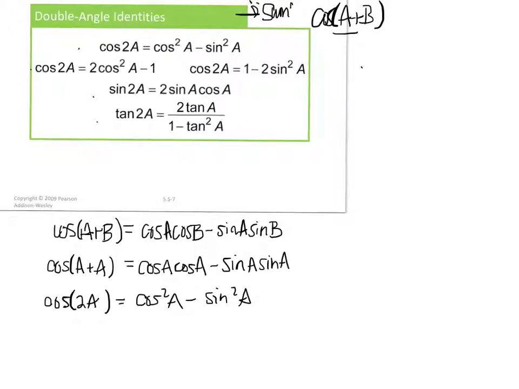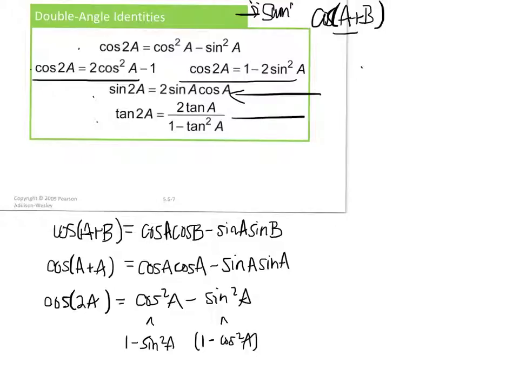Alright, so that's the basic derivation, but we also are going to get two other ones for cosine. If we replace cosine squared with 1 minus sine squared of A based on a theorem, or if we replace sine squared with 1 minus cosine squared of A, you'll see these two different identities up here. Alright, and then to find your double angle of sine, do the same thing, and for tangent, you're going to use your sum theorem as well.